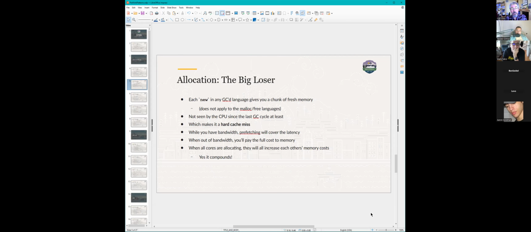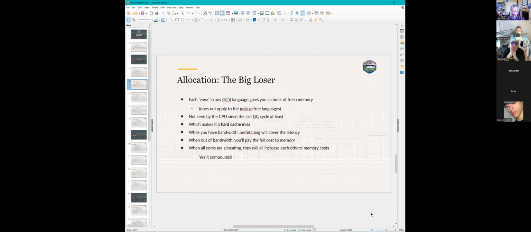Each time you do a new in a garbage collected language, you get a chunk of fresh memory. This is not the case for malloc and free languages, so I'm only talking about things that are garbage collected. So Java, but any garbage collected language. And that fresh memory you get has not been seen by the CPU since the last GC cycle, which makes it a hard cache miss.